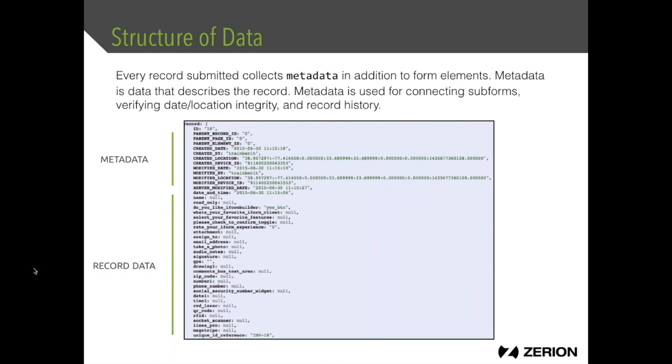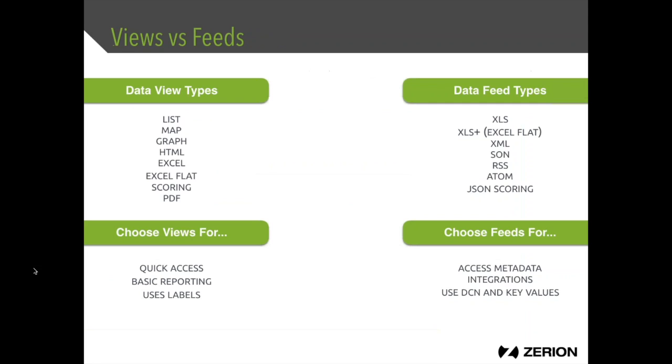Sure. So going back to the difference between your views and your feeds, you're going to use your views if you want to do some quick reporting, you want quick access to looking at your data, or if you want to be able to understand and read what each column means. A lot of times the labels are going to help you with that. Just like having your question text on the label helps the data collector on their device, sometimes having those labels as the column headings is going to help you consume that data.